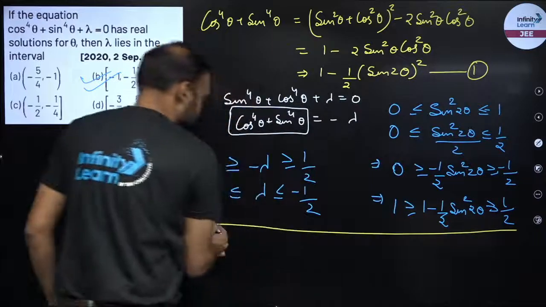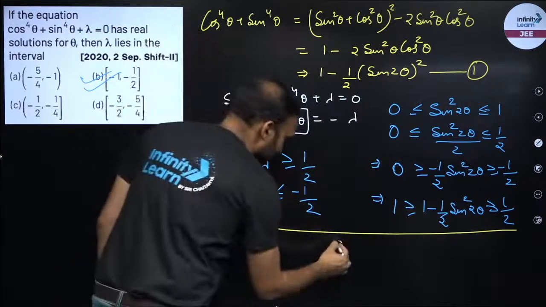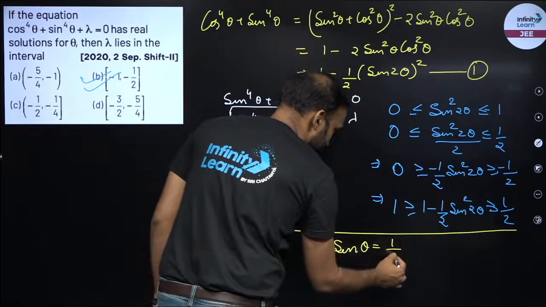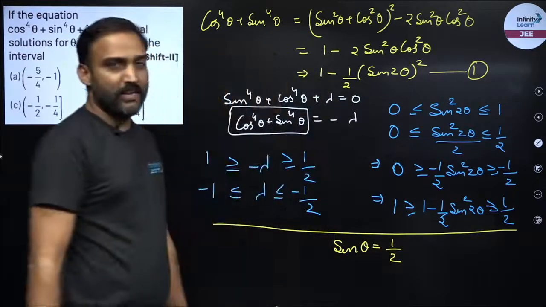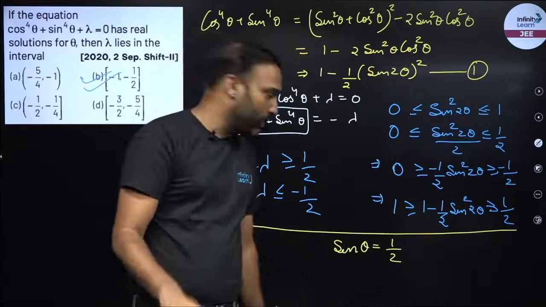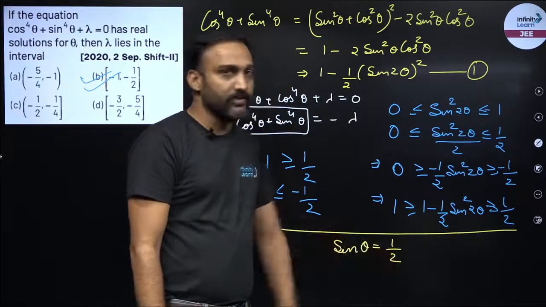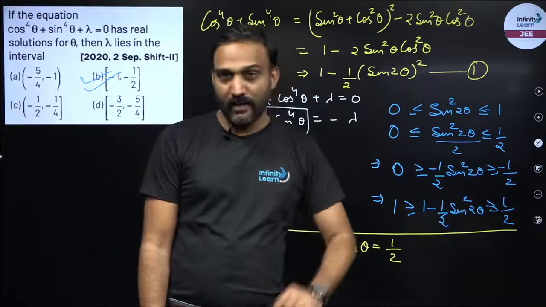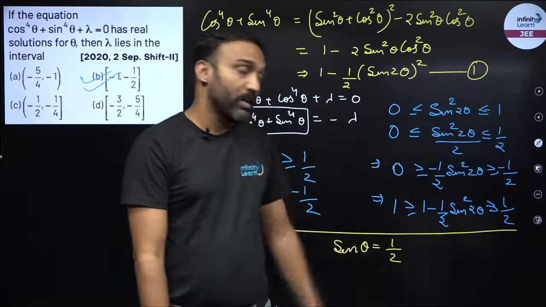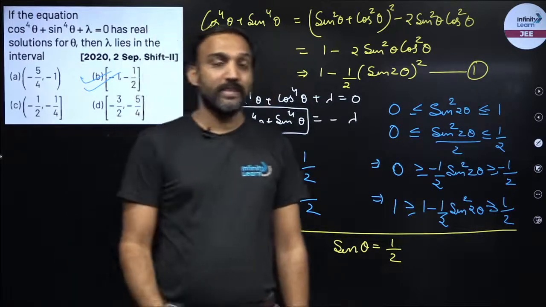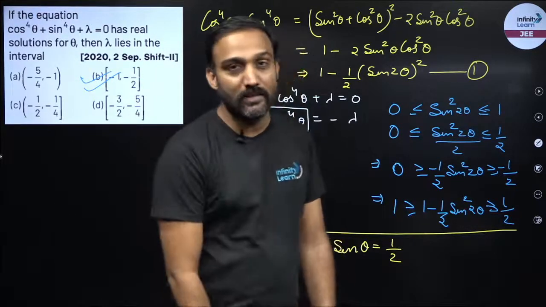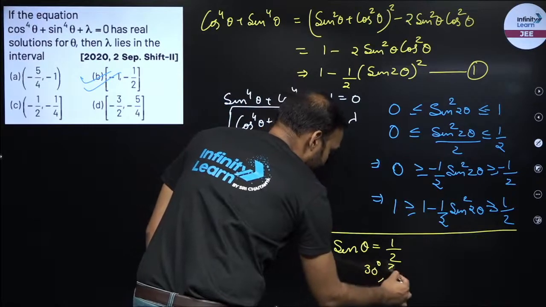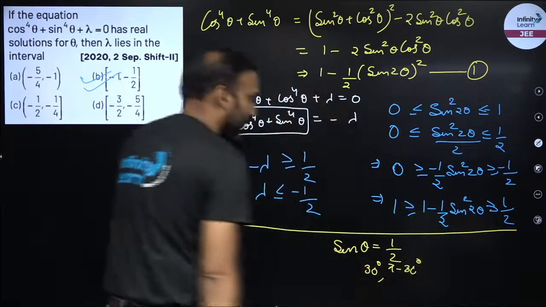Now, listen to me carefully. Let's say somebody says sin theta is equal to 1 by 2, find the angles. So, how do I find the answer? Sin theta is 1 by 2. So, sin is positive. Where would the sign be positive? First and the second quadrant. First quadrant, the angle would be 30 degrees. Second quadrant, the angle would be pi minus 30 degrees. So, I got 30 degrees, pi minus 30 degrees, right?